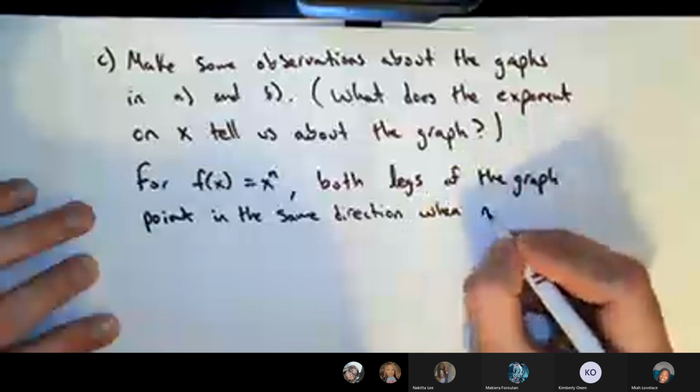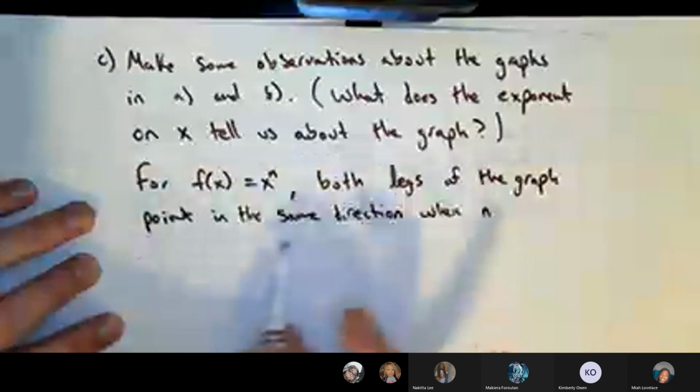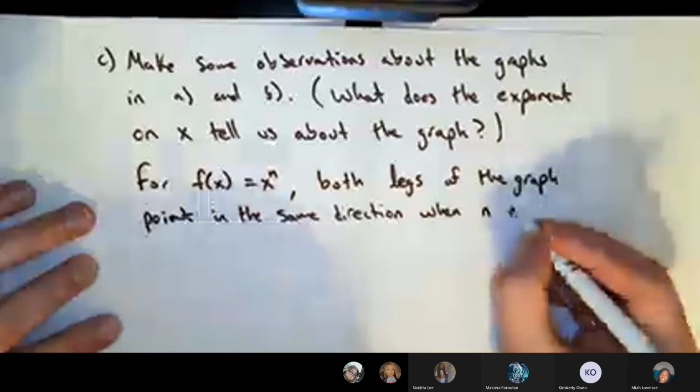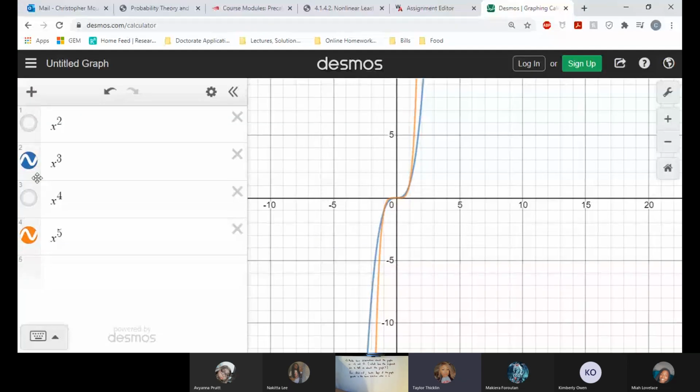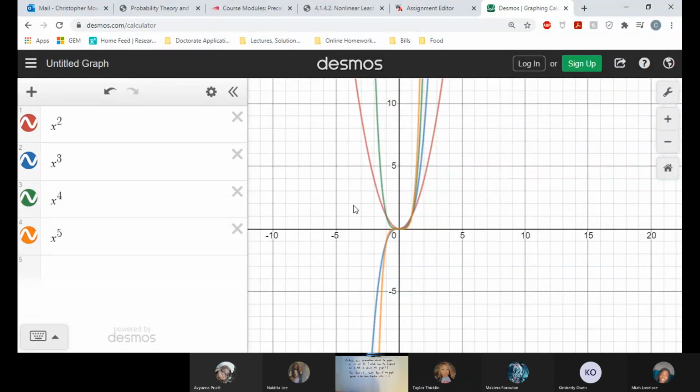When n is what? Taylor, what has to happen to n for both of the legs of the graph to point in the same direction? Think about which one of these has the legs of the graph pointing in the same direction. Is it the red one? Yeah, the red and the green one, right? And what is distinct about their exponents, 2 and 4, versus these exponents, 3 and 5? They're even. Exactly, yes, they're even.